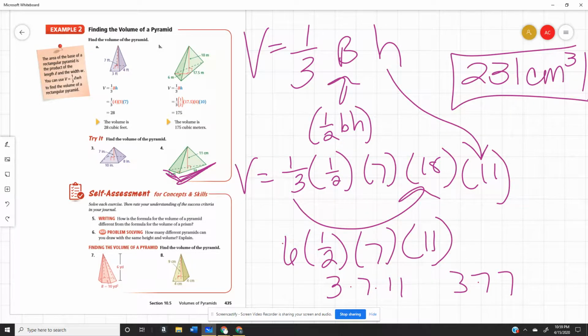Actually, the order on none of it matters because it's multiplication, and with multiplication, the commutative property tells us that we can rearrange them and multiply in any order, and order doesn't matter.